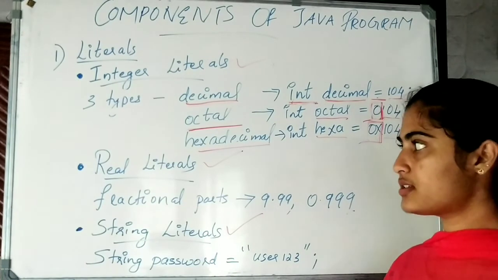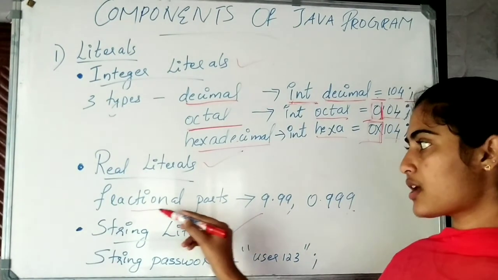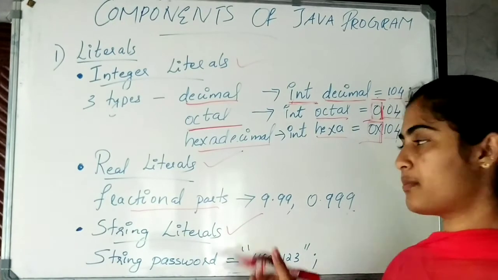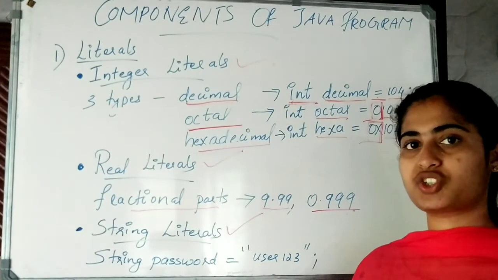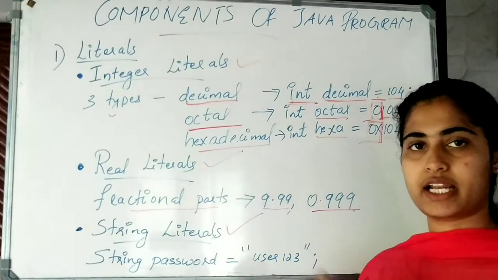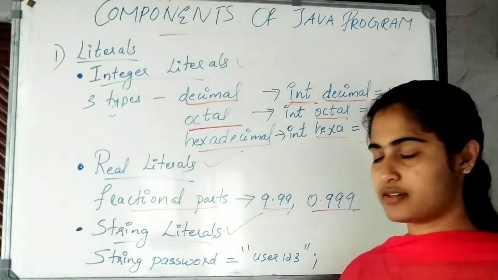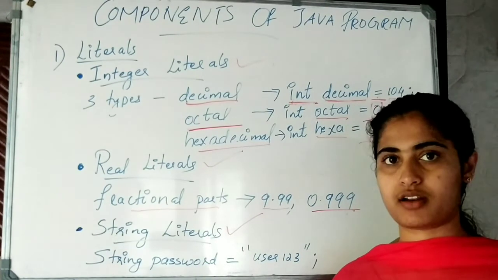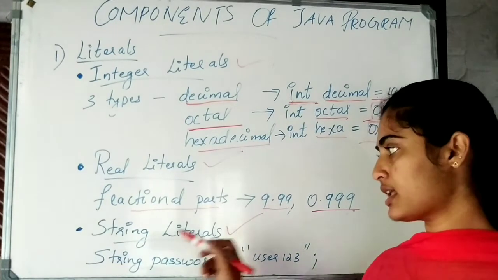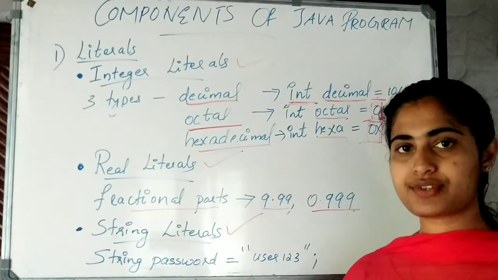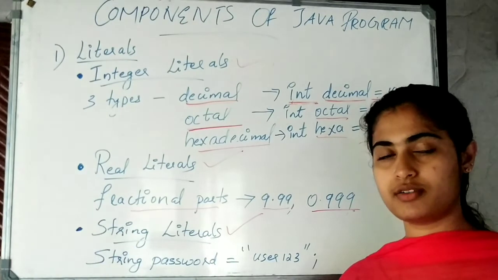Okay, and the next type of literal is real literals. Real literals are used for representing fractional numbers. For example, 9.99, 0.99, or any other fractional numbers. We represent them by using real literals. And the last one is string literals. If we want to enter a character or a series of characters or any words to a Java program, we use string literals.